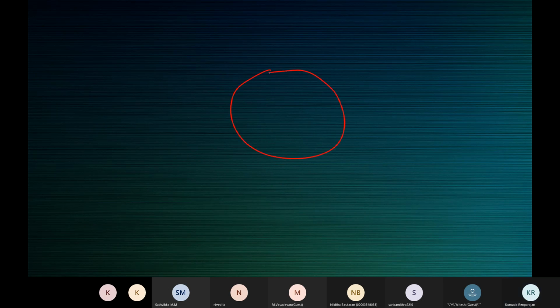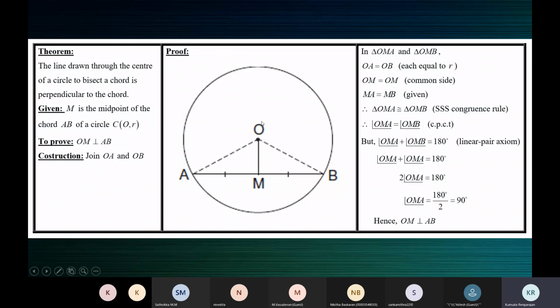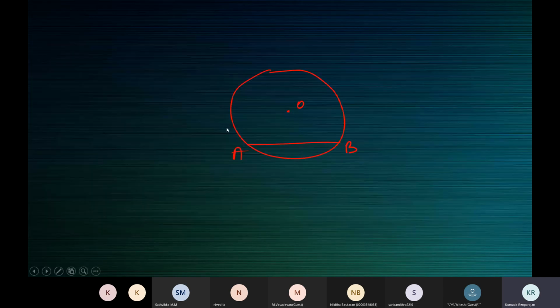Circle, center O, chord AB. If you drop a perpendicular from the center to the chord, so let's say OM is drawn perpendicular to AB. Then OM bisects AB, meaning AB is divided into two equal halves, M being the midpoint of AB. AM is equal to MB.